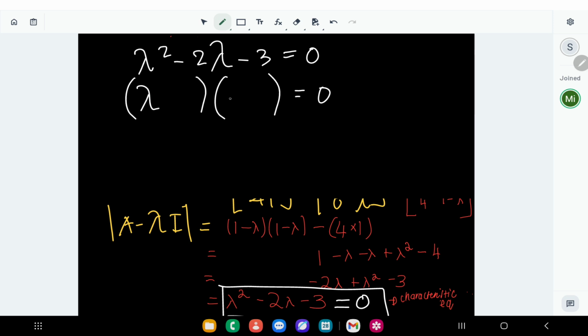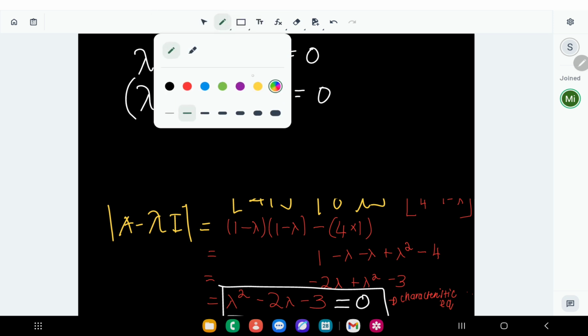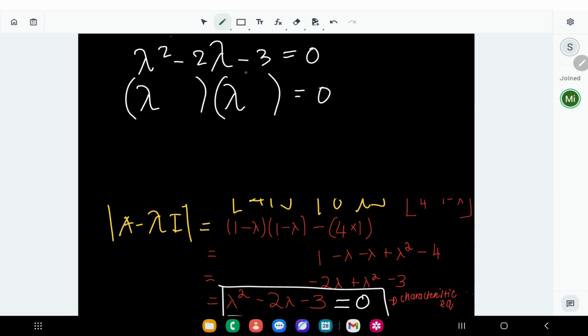So you can do like that, lambda. So you look for numbers. This is what you're going to do. You look for factors of 3 that when you multiply them, it would equal to negative 3. And when you add them, it would equal to negative 2. So what are the factors of 3? Okay, your last term here is 3. So you look for factors of 3 that when you multiply them, equal negative 3, and when you add them, equal negative 2. So what are the factors of 3? 1 and 3, right?